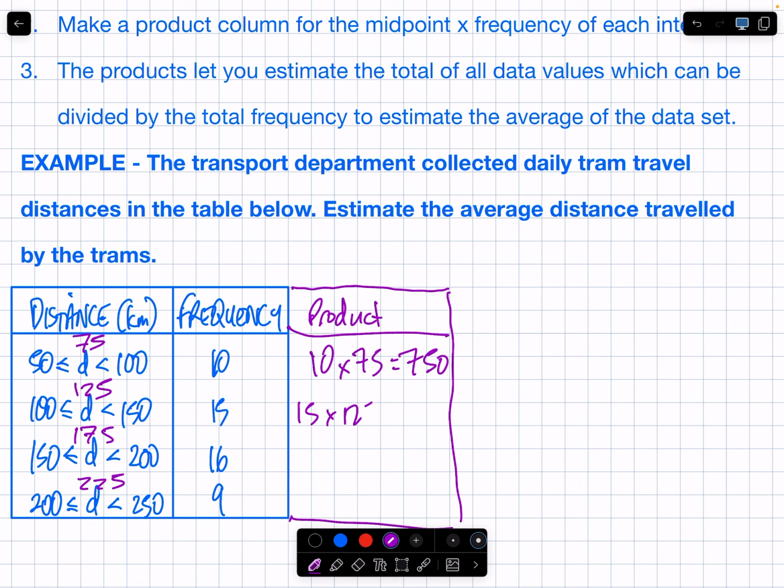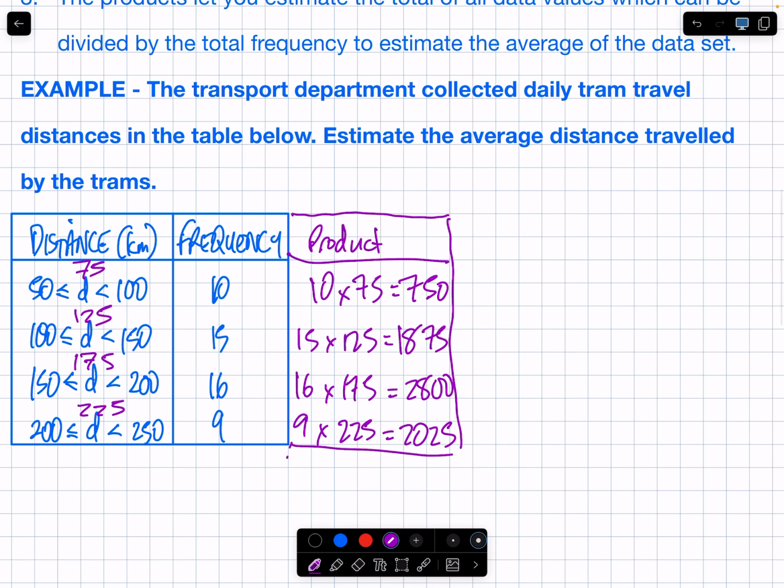15 times 125. Now I can't do it in my head, so I'll grab my calculator. 125 times 15, 1875. 175 times 16, 2800. And 225 times 9, 2025 is what I get.